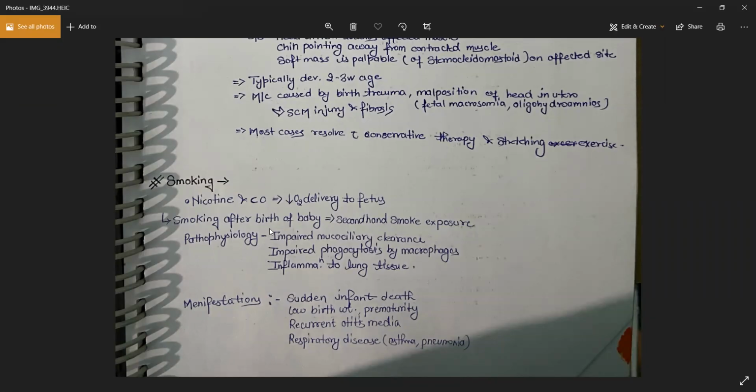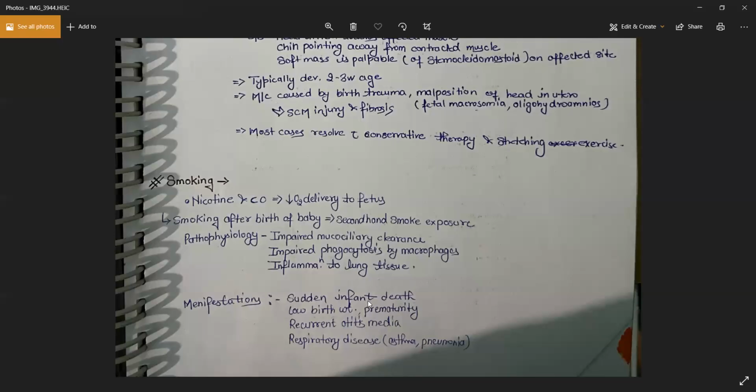Impaired mucociliary clearance, impaired activity of macrophages, and the activation of macrophages causing all this inflammation in the lung tissue. These three things will be seen in the baby also, and that leads to sudden infant death syndrome. Low birth weight happens because of low oxygen delivery. Recurrent otitis media episodes can happen because of impaired activity of macrophages and impaired mucociliary clearance. Respiratory diseases like pneumonia, asthma, emphysema can also occur at a very early stage.